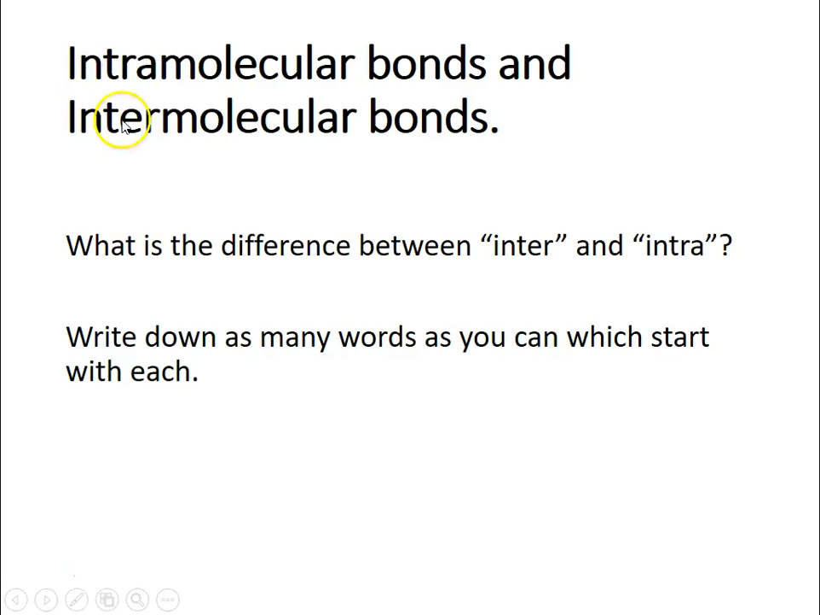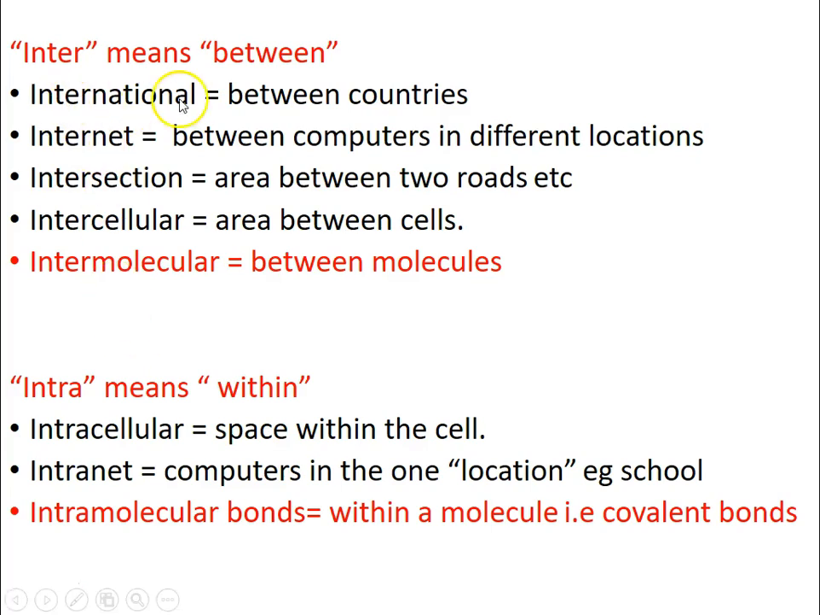Okay, so to remember the difference between intra and inter, you need to relate that to words that you know before. So just pause the video and write down as many words as you can think of that start with inter and intra. Okay, so inter means between. So international, between countries. Internet, between computers in different locations. Intersection, between two roads or something like that, two different things. Intercellular, if you're doing biology, is the area between cells, not within cells. So within is intra. Intracellular means inside the cell. So within rather than between.